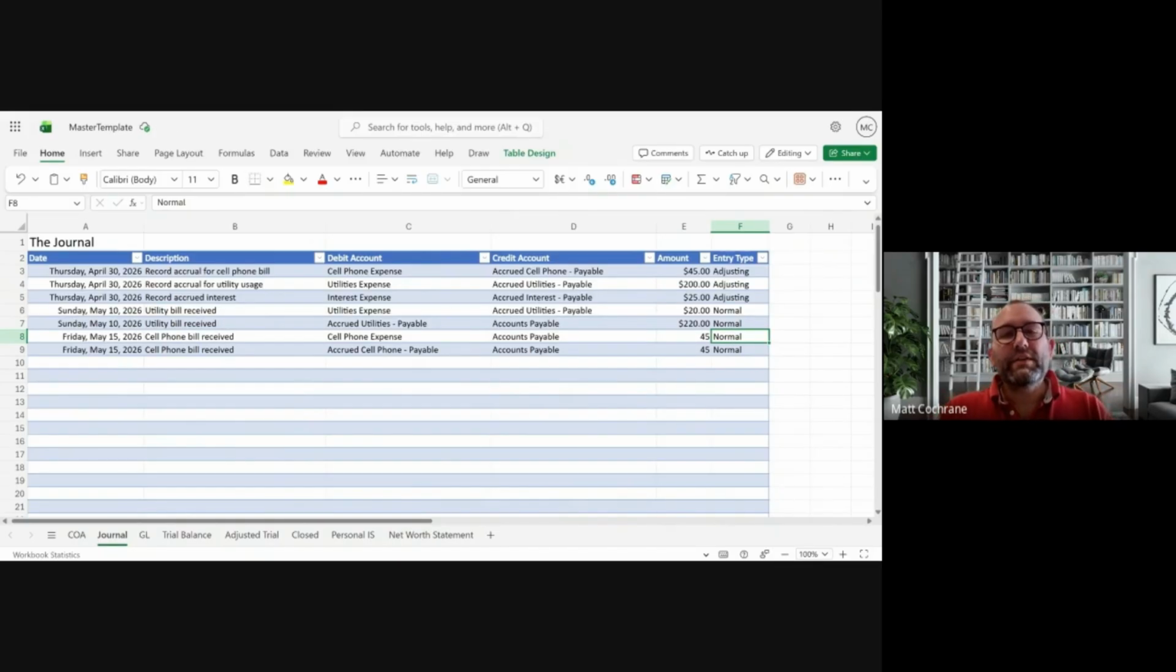Okay, and again, once this is paid, we would debit the accounts payable and we would credit cash for the same amount, for 220. And this is true reconciliation.